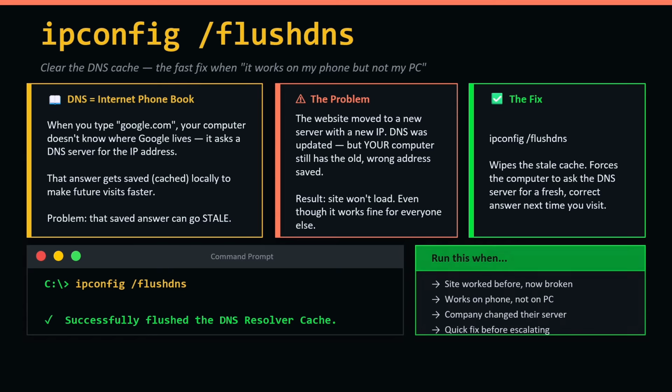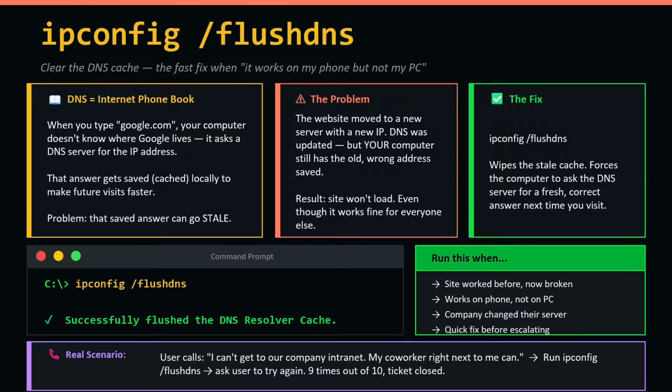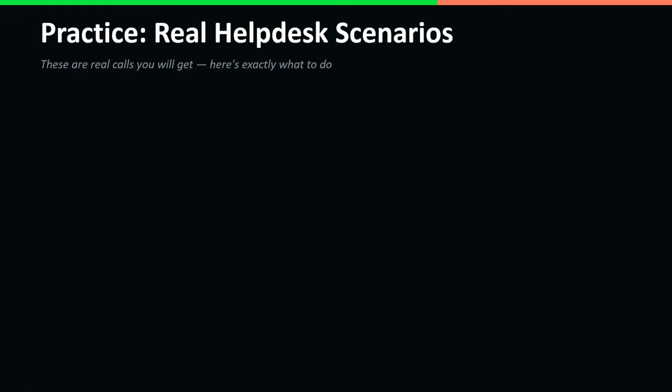Basically done. The table next to this shows scenarios where you would want to use flushdns, and again, you usually want to try it as a quick fix before escalating to higher tiers. For a real-world scenario, you might get a call where somebody says something like, "I can't get to our company intranet, but my coworker right next to me can access it fine." That's basically a textbook DNS cache problem, and different computers have different cached answers. You'll just run ipconfig /flushdns on the broken machine, have them try again, and usually it's going to resolve the issue. Before we end this video, let's look at 3 more practice scenarios which are real tickets you'll probably encounter.